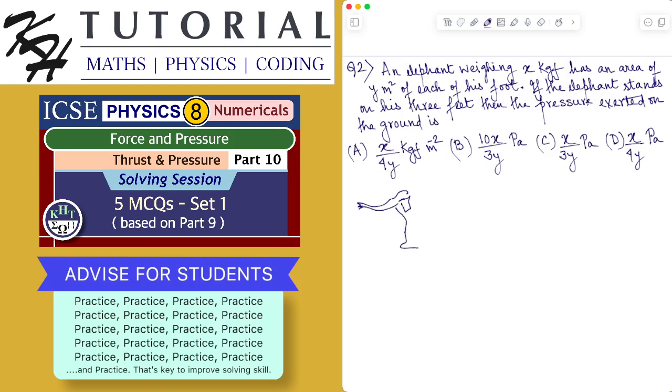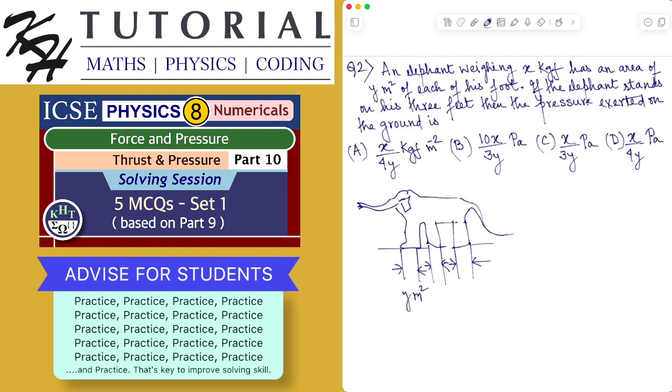Let's say the elephant is standing on 3 feet on the ground, so 1 foot is up anyway. So the area of each foot, that is the area of contact of each foot with the ground, is given to be y meter square.